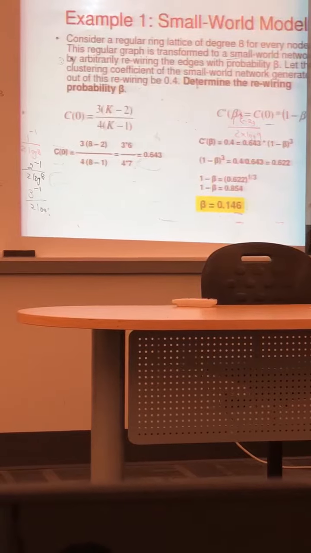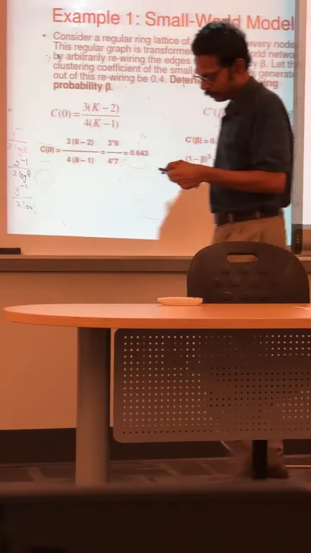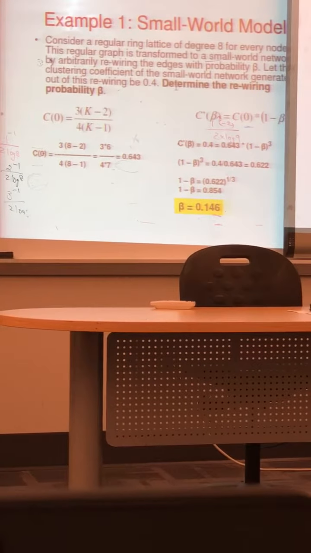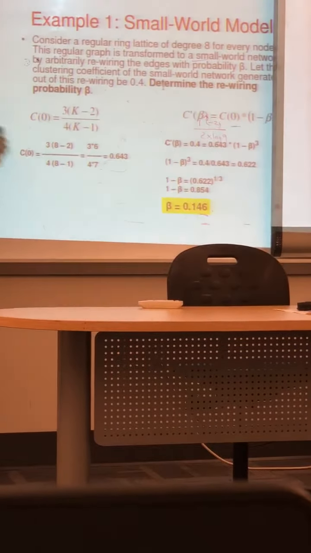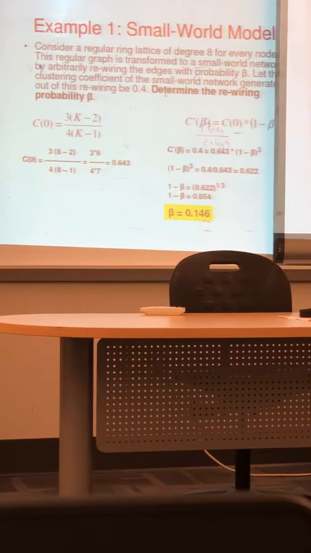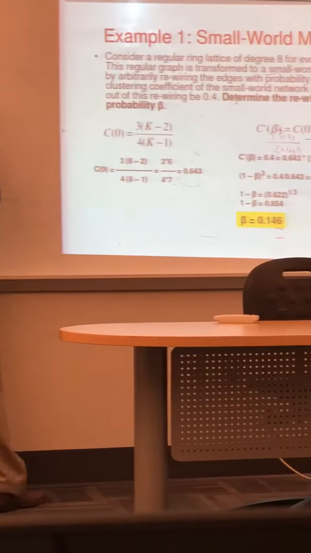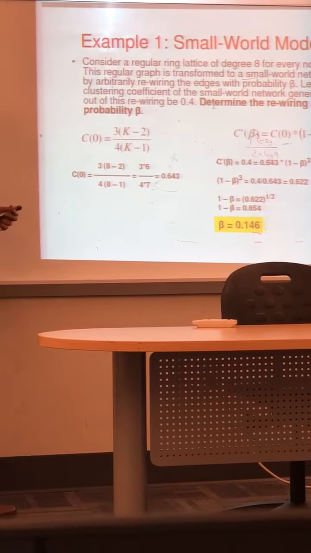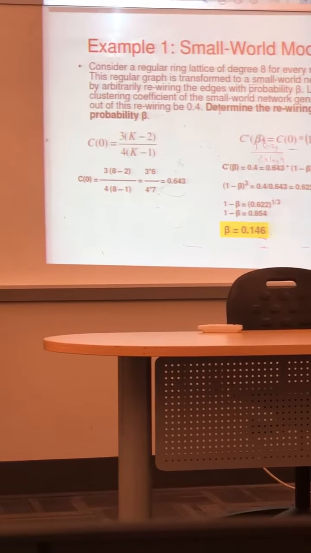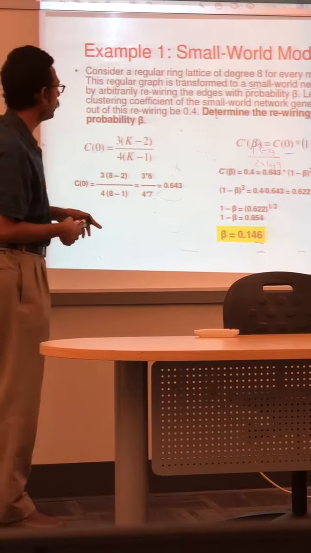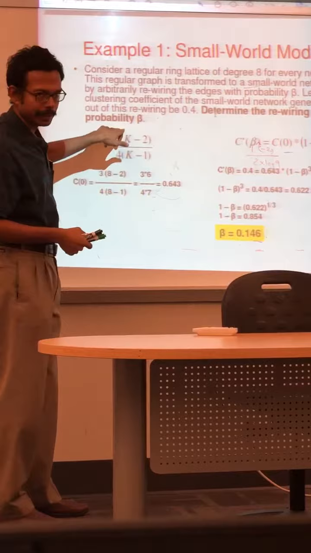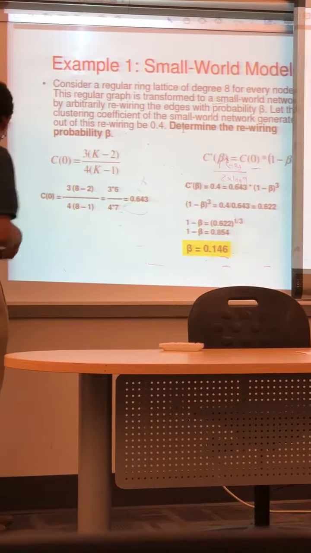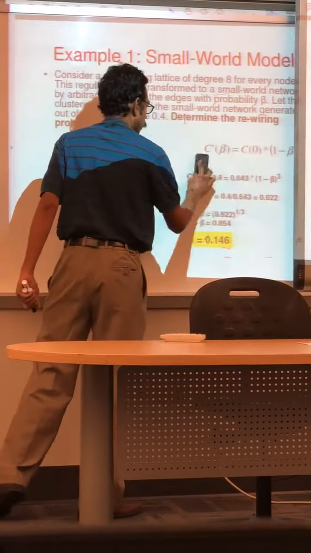So now we have some small math problems that we'll try to finish off. So consider a regular ring lattice of degree 8 for every node. Okay, so we have a regular network of degree 8, and we need to transform this regular network to a small world network by doing the rewiring with the probability beta, which is not given, so we need to find the beta. So let the clustering coefficient of the resulting small world network be 0.4.